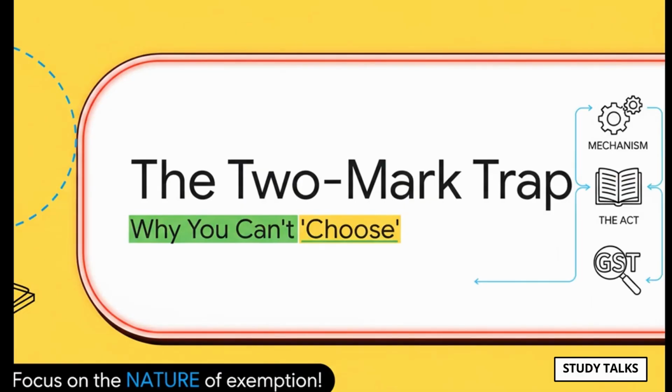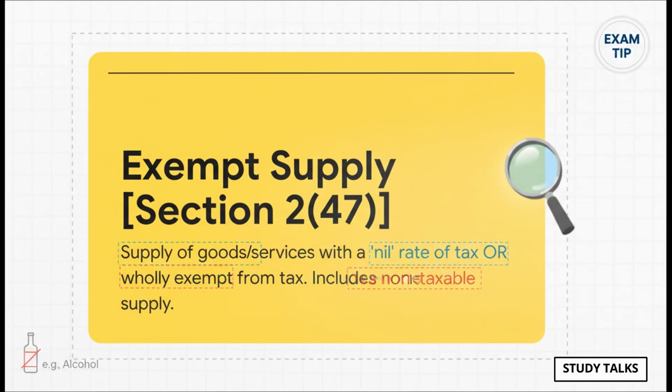So let's break down this two-mark trap. The heart of the issue has nothing to do with client agreements or supplier choices. Nope. It's all about the nature of the exemption itself. And to get that, we have to start with the basics, right from the act itself. First things first, what in the world is an exempt supply?